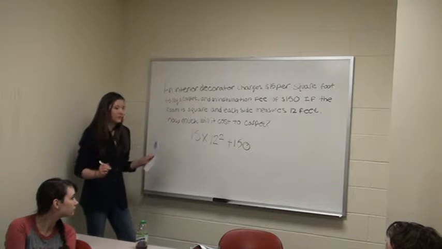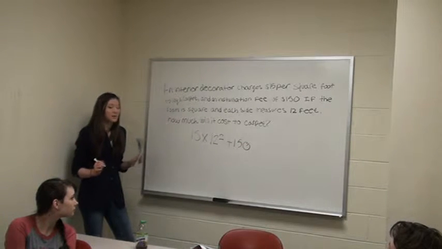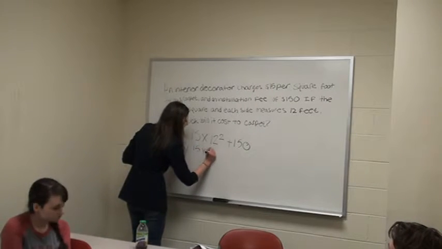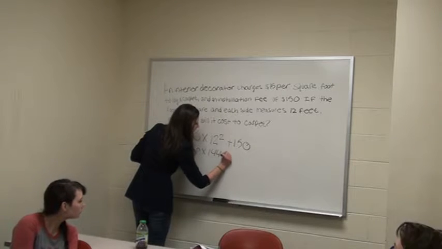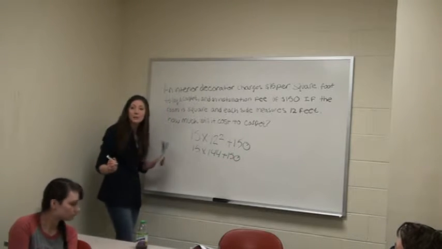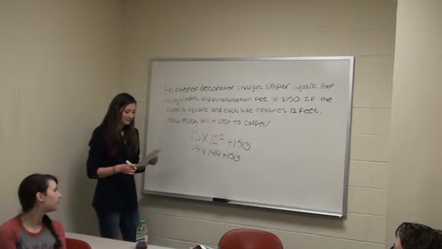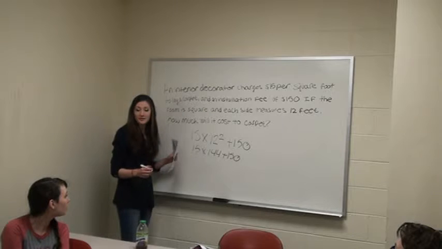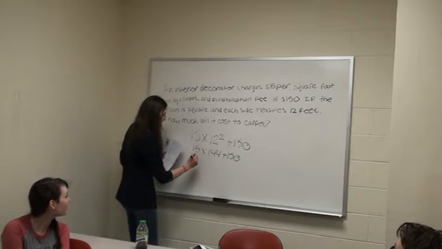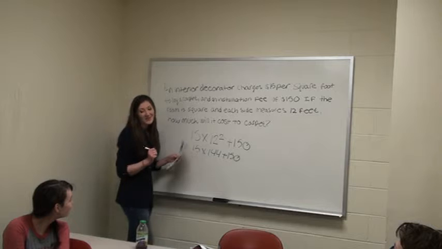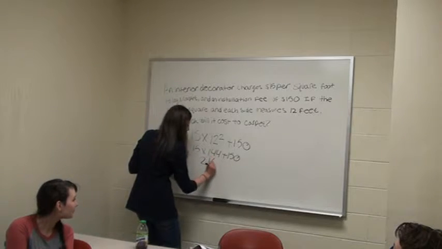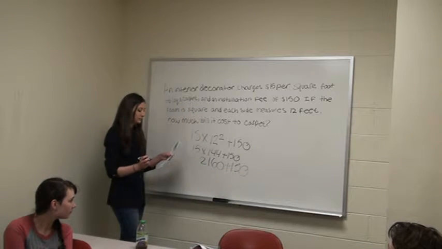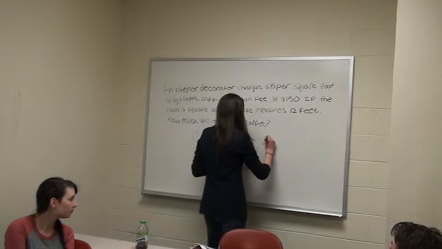Alright, so who wants to help me solve this? What's the first step we're going to do? 12 squared. Correct, and that gives us? 144. Yes. Second step we're going to do, Chelsea? Multiply 15 times 144. Which gives us? 2165. Close, 2160. That's close though. Plus 150, which gives us? 2,310. Correct.